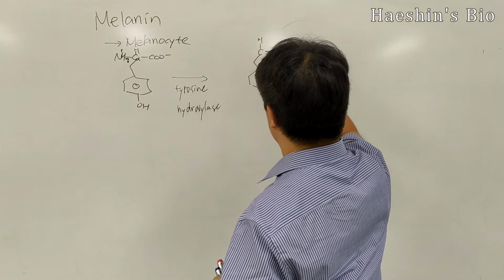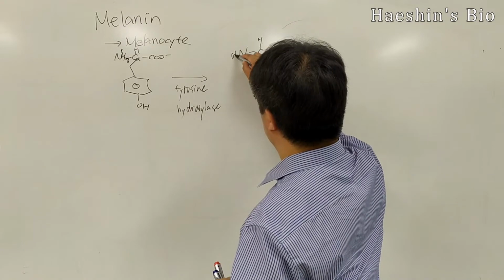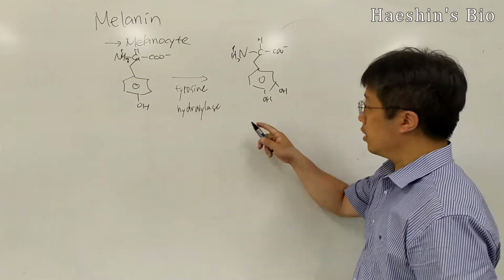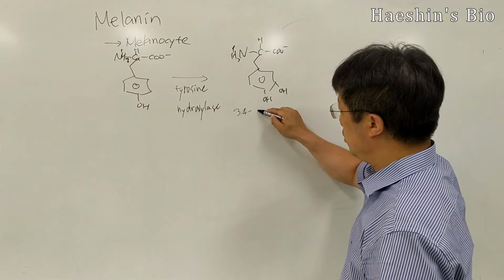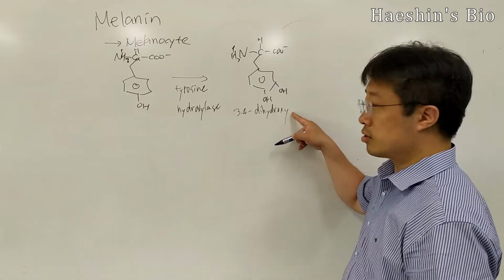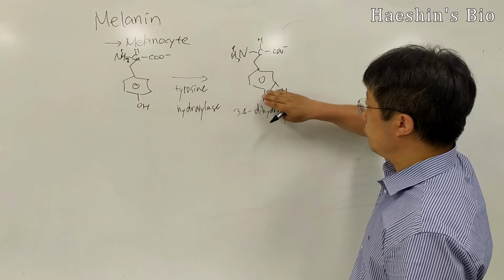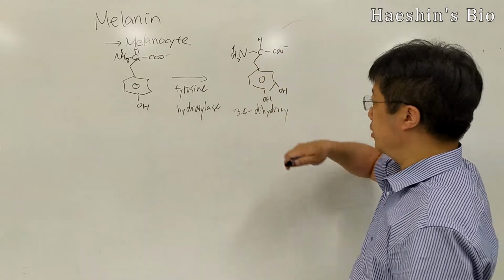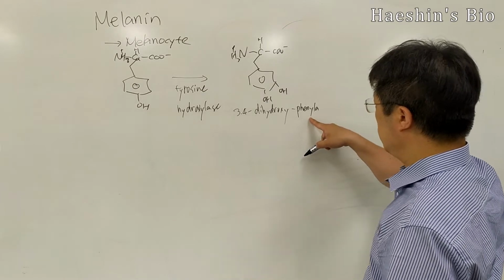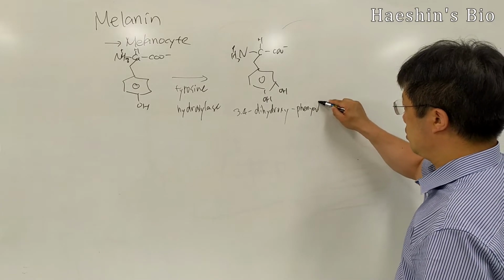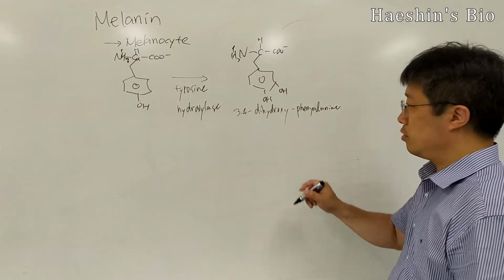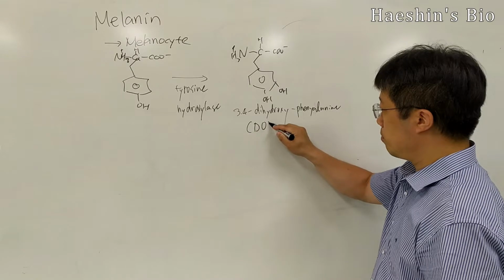And that changes like this. So this is the dihydroxyl. So the name is 3,4-dihydroxy. So if you remove this, then what is it? Phenylalanine, right? Dihydroxyphenylalanine. So we call this very famous amino acid DOPA.